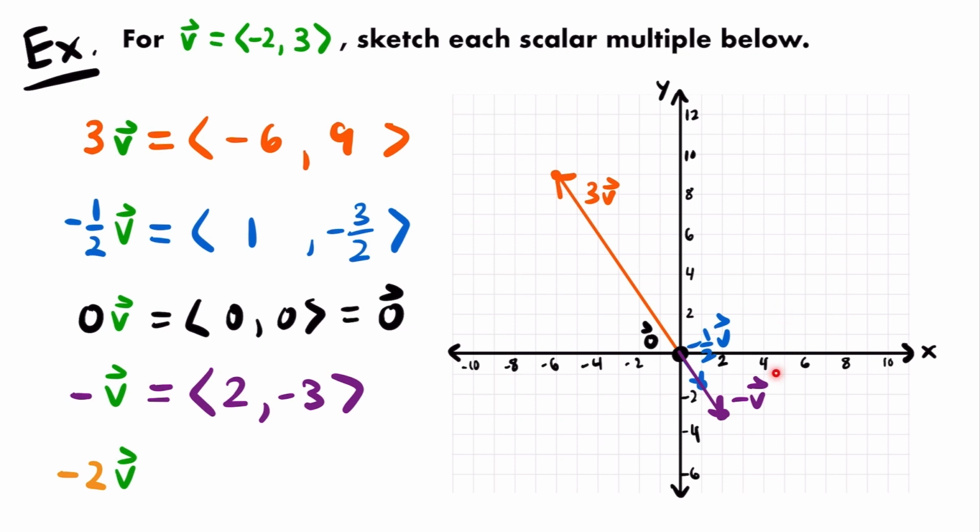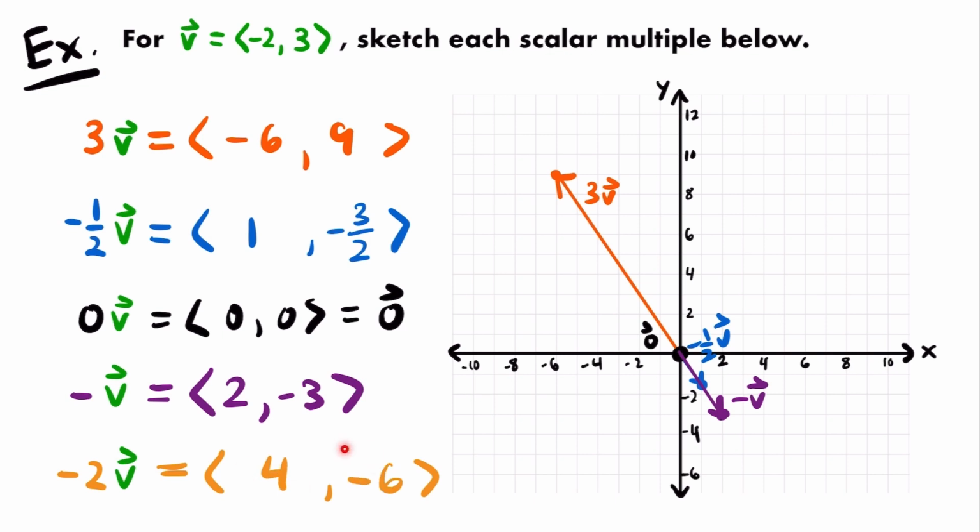Okay, now we have one more vector to work with here, and that is negative 2 times vector v. This is our last scalar multiple of our vector v. And to sketch this one, we first want to multiply negative 2 by each of the components. So we will have negative 2 times negative 2, and then negative 2 times 3, right? We multiply negative 2 by each of those components. Now, if we simplify, negative 2 times negative 2 will be positive 4, and negative 2 times positive 3 will be negative 6. So we'll write (4, negative 6).